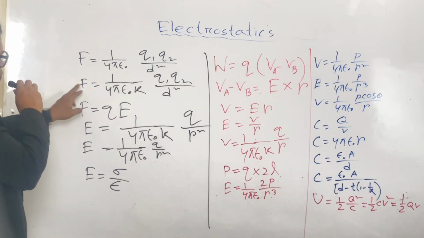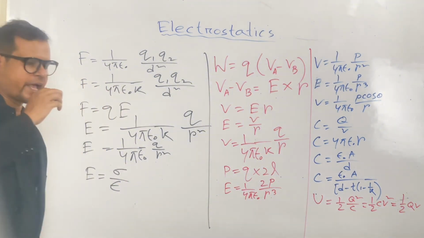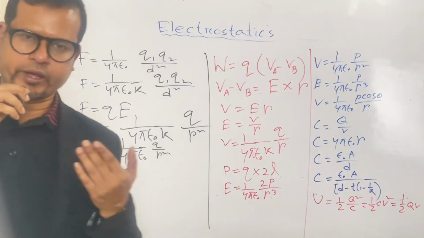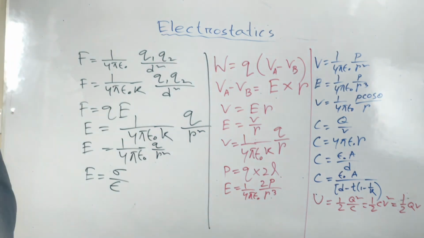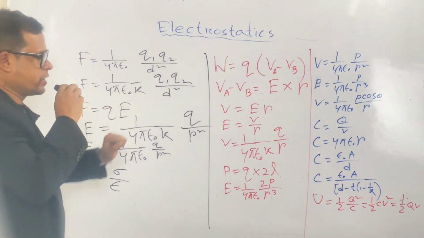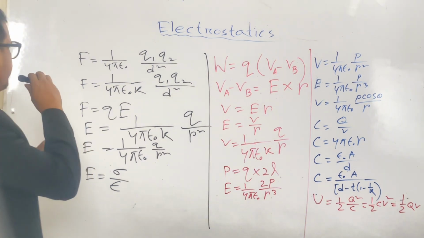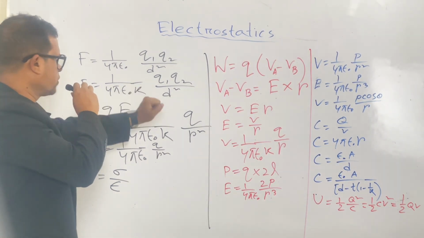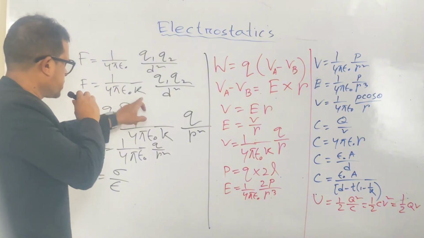F equals 1 over 4 pi epsilon naught, or k. k actually depends on the medium. Whenever an equation gives k, that means there is a medium. This value depends on the medium. 1 over 4 pi epsilon k q1 q2 over d square is the same formula, just with k here.